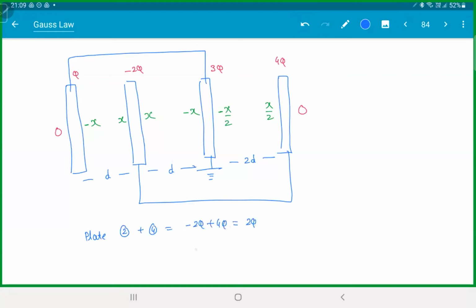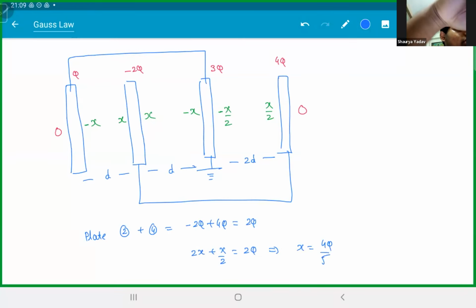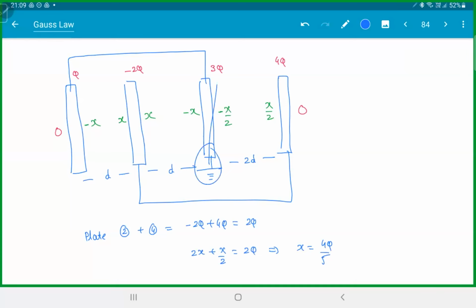2q. So this should be 2x plus x by 2 is 2q. So x will be 4q by 5. Check. And because one was connected to the grounded, that's why we couldn't conserve on it also. That's it. Because the moment you grounded this, we have no idea what its total charge is. Okay.